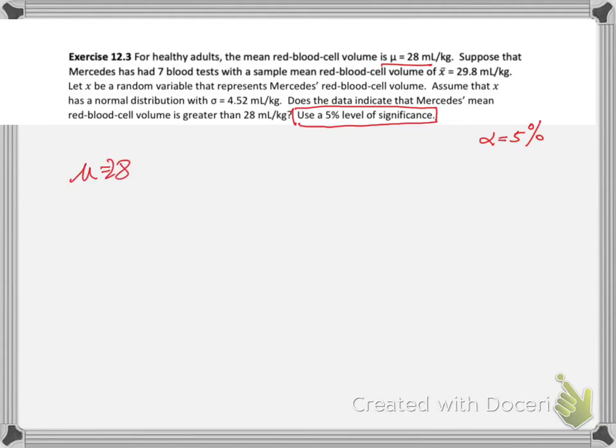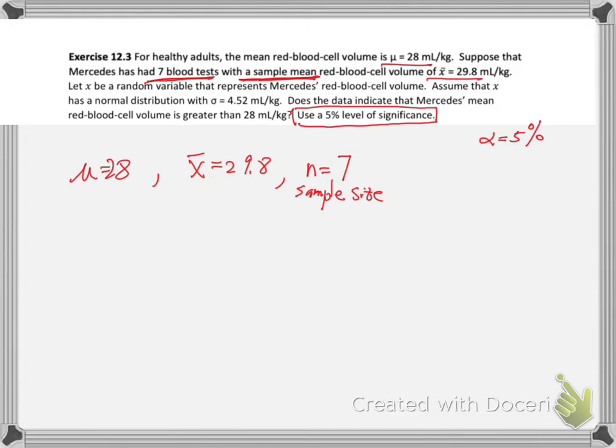And then they have 7 blood tests. Okay, 7 blood tests. When you read it, you have to read it very carefully. The sample mean x bar is 29.8. How many times did you do the blood test? 7. So this 29.8 is the average of the 7 tests. We use the letter n, which is the sample size. You are taking the average of how many numbers? So now 7 is done, x bar is done.